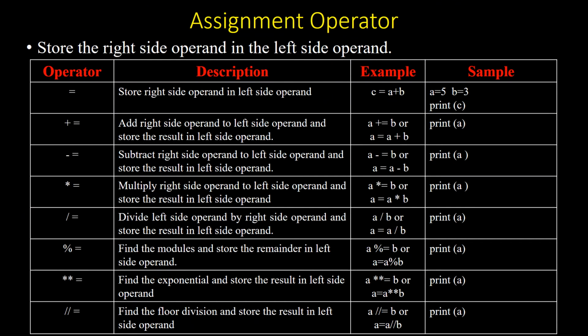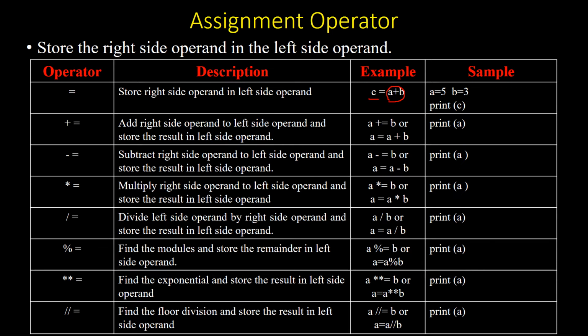The next one is the assignment operator. It is used to store the right side operand in the left side operand. Some of the assignment operators are equal, which stores the right side operand in the left side operand. Suppose we are going to perform an addition, a plus b, and the result is going to be stored in the c value. The calculation is done on one side and the result is stored in the other operand.